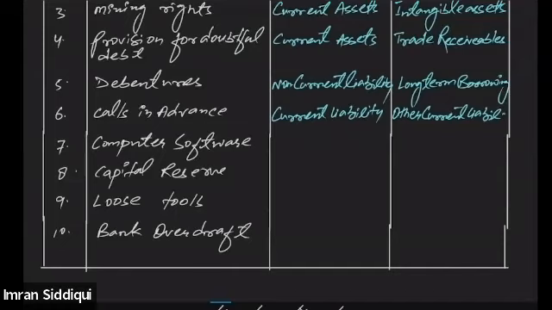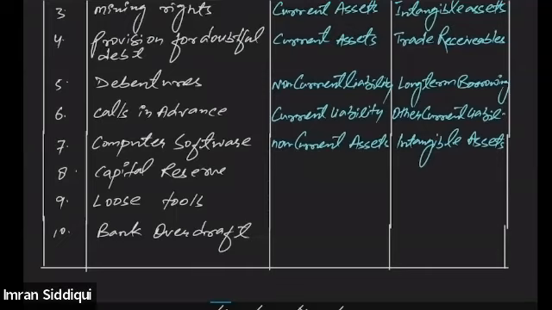Next, computer software. Computer software is an intangible asset, so the major head is non-current asset and the subhead is intangible assets. Right? Next, capital reserve.